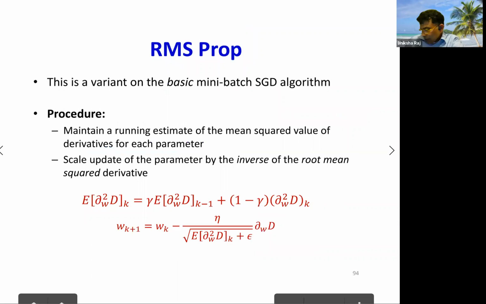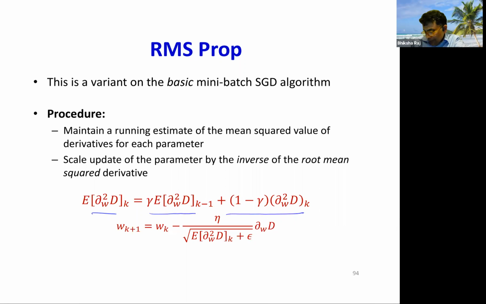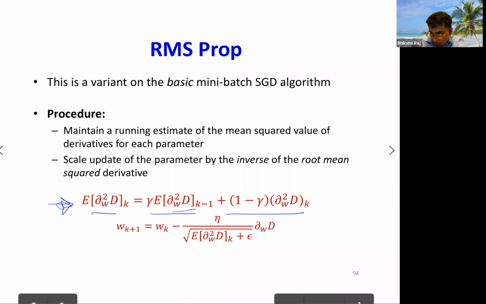RMSProp is a variant on the basic Minibatch SGD algorithm. What we do is to maintain a running average of the mean squared value of the derivatives for each parameter. And by maintaining the mean squared value, it just accounts for the total movement without letting the positive and negative movements cancel out. So this is, in some ways more reasonable, right?